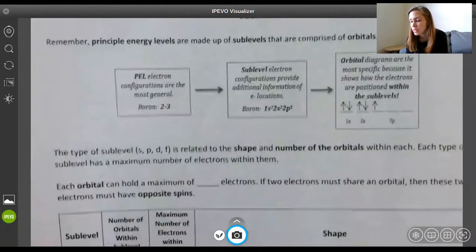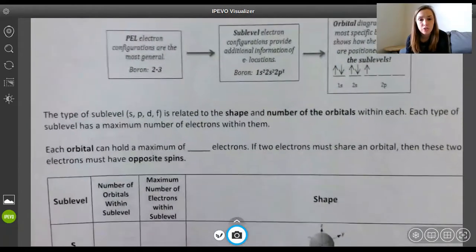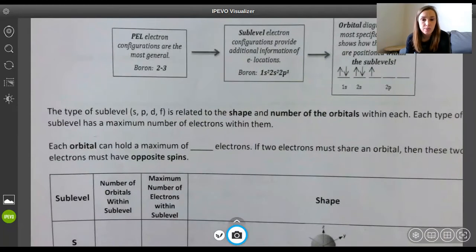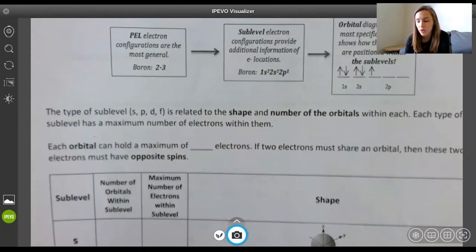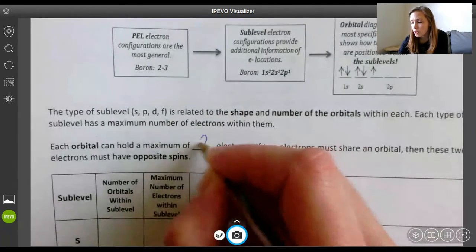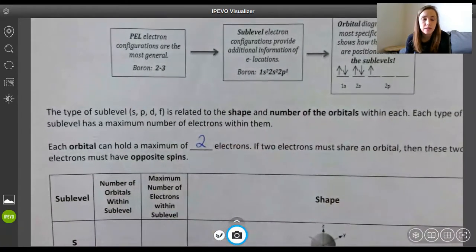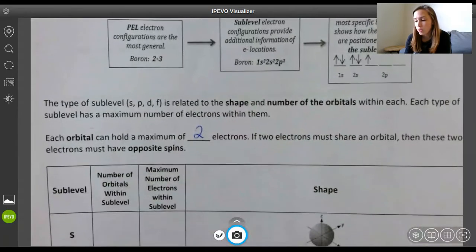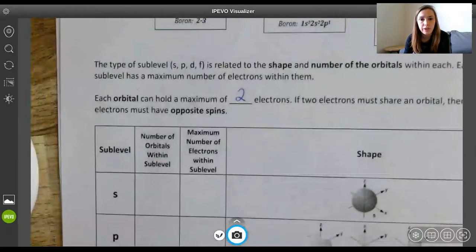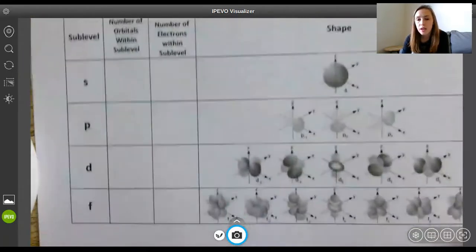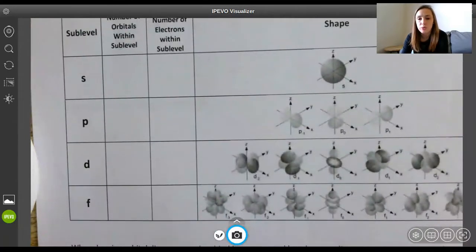So just a couple little things. Remember that type of sublevel refers to the shape, and it also corresponds to the number of orbitals. So S always has 1, P has 3, is what you've seen so far. Each orbital can only hold a maximum of 2 electrons. You saw that in the POGL, and we'll go over the principle that goes with that. So if you look at the key that's on Classroom, you'll see this in color, which will show you a little bit more detail of what these shapes look like.